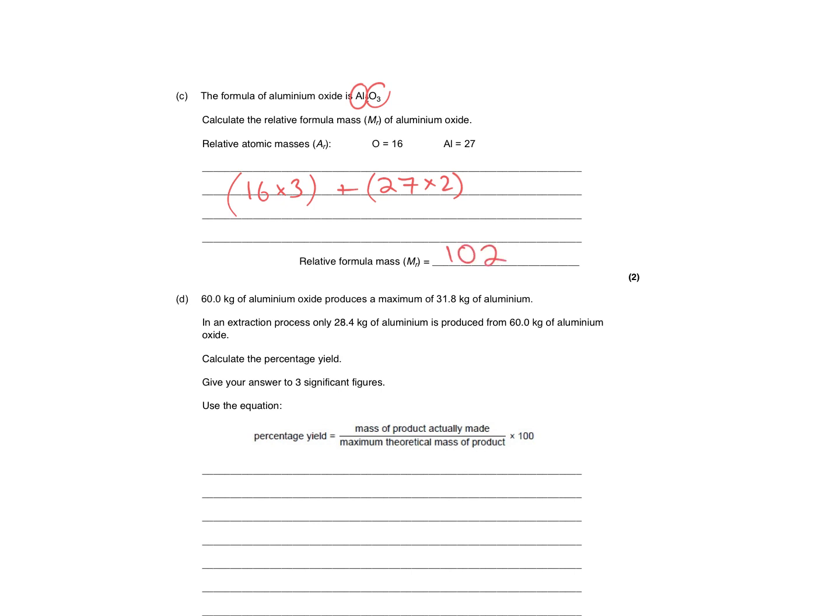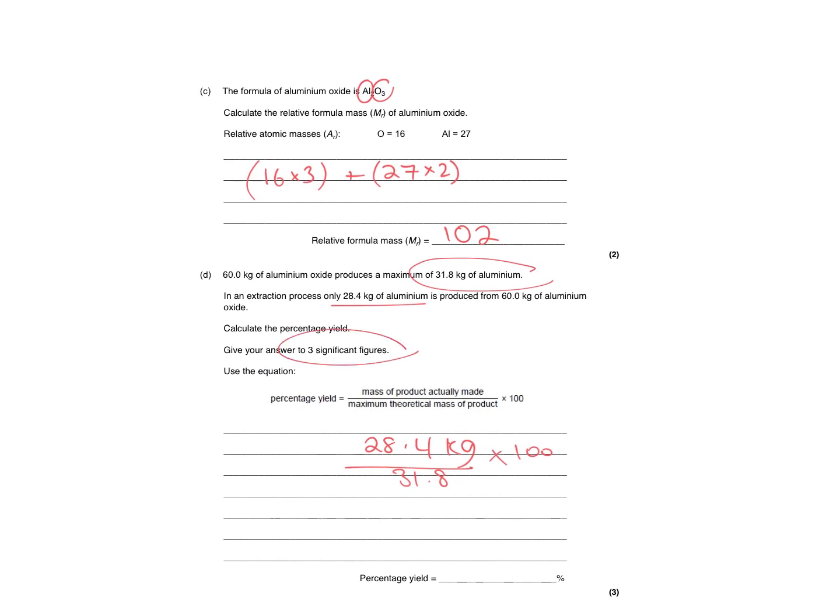Now, 60 kg of aluminium oxide produces a maximum of 31.8 kilograms of aluminium. In an extraction process, only 28.4 kilograms of aluminium is produced from 60 kg of aluminium oxide. Calculate the percentage yield. So the percentage yield is the mass of the product actually made over the theoretical mass of the product. So here the mass actually made is 28.4 kilograms over the theoretical 31.8, multiply it by 100, and that gives you a value. We needed 3 significant figures of 89.3%.